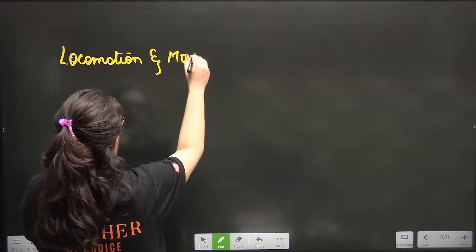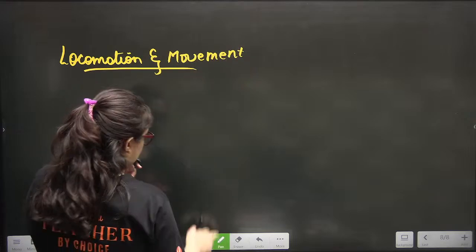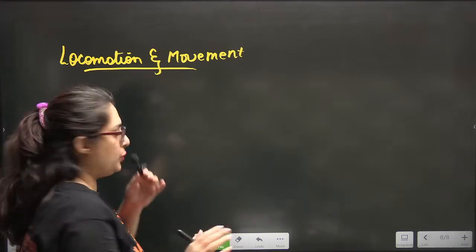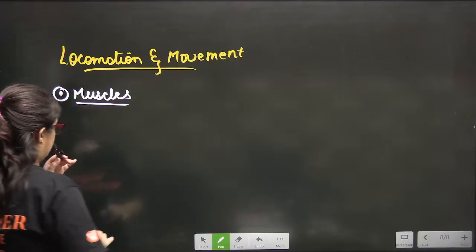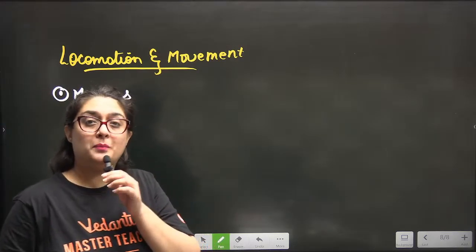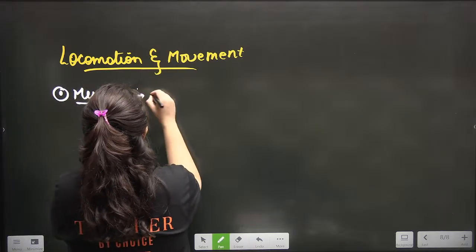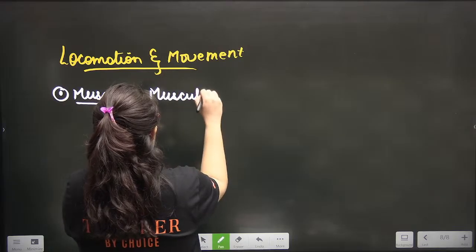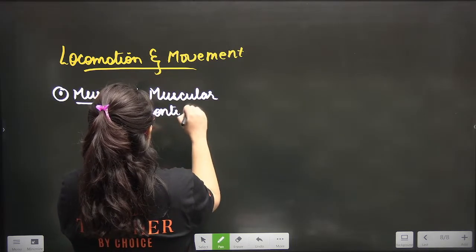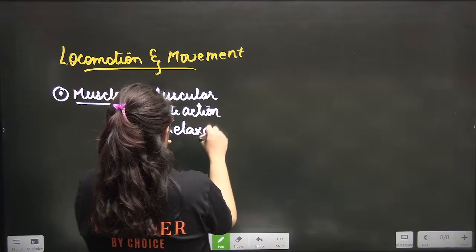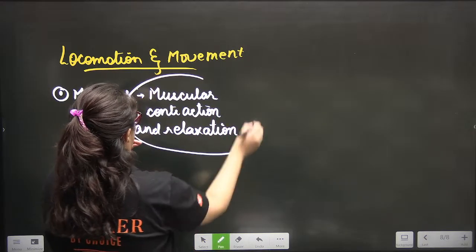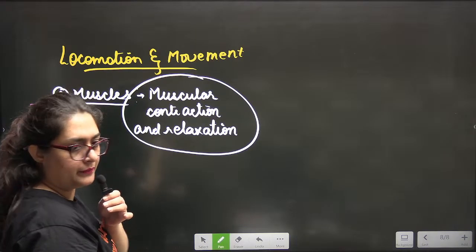Now, if we discuss locomotion and movement, we very well know that locomotion and movement occur due to muscles, muscular contraction and relaxation. Okay, done.